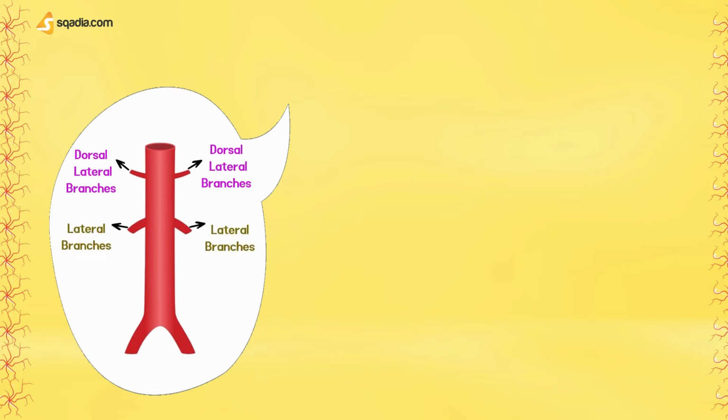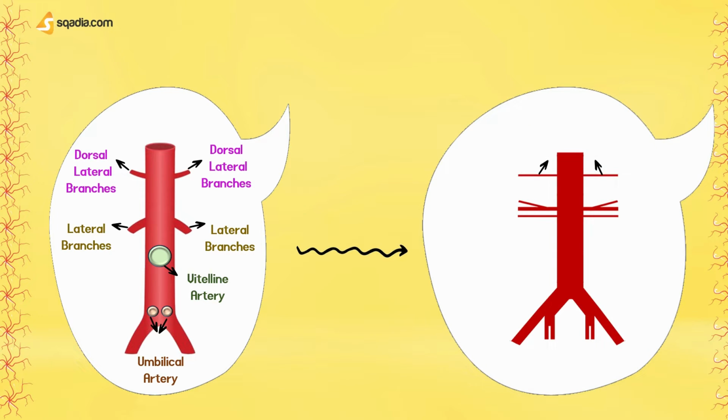These are the dorsal lateral branches. These are the lateral branches. These are the vitelline arteries. And these are the umbilical arteries. These dorsal lateral branches give rise to intercostal arteries and lumbar arteries.